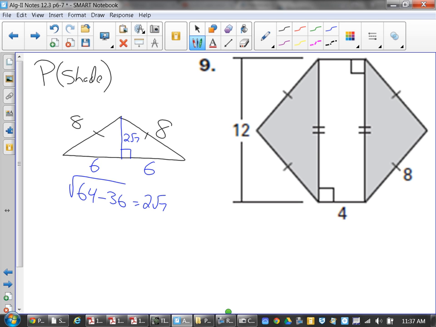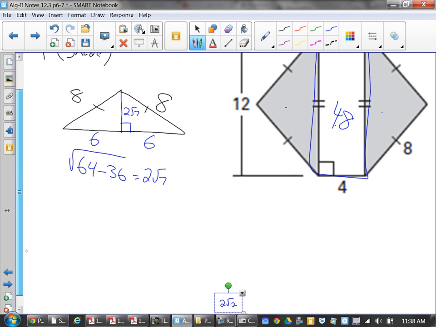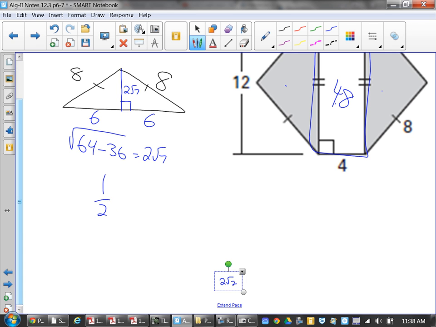How many of these triangles do we have? We have 2 of them. I'm looking at just 2 triangles and a rectangle. Now the overall area, what's the area in here? It's 48, good. We know that's going to be 48 squared units because it's 12 by 4.